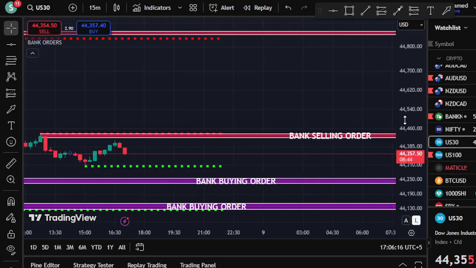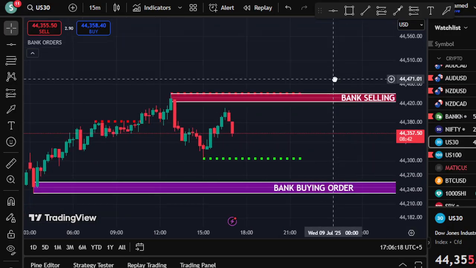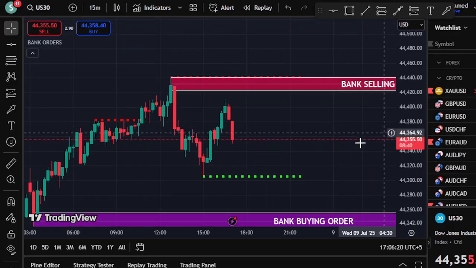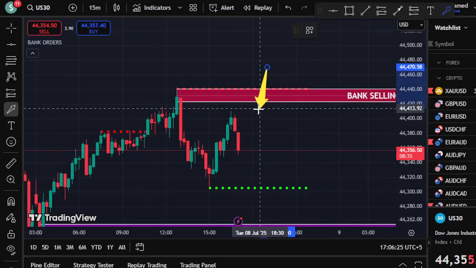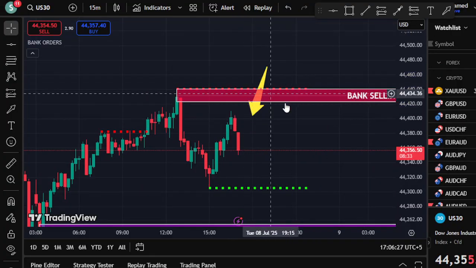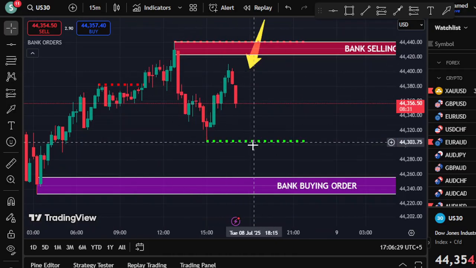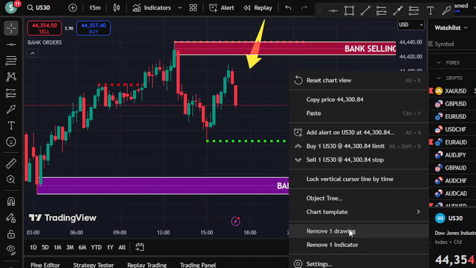Okay, now just look at US30. This is the live example that I am sharing with you. Just look here. The price has almost retested the bank selling level. The bank selling level has a dotted red line with it. Now you can see what's going on. The price is going down. Okay, so this is the best indicator.